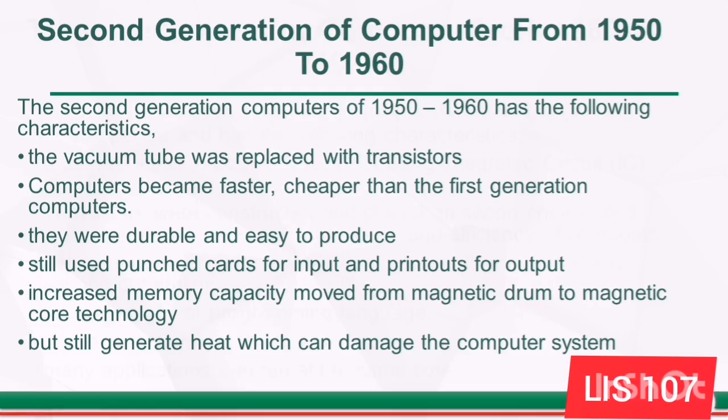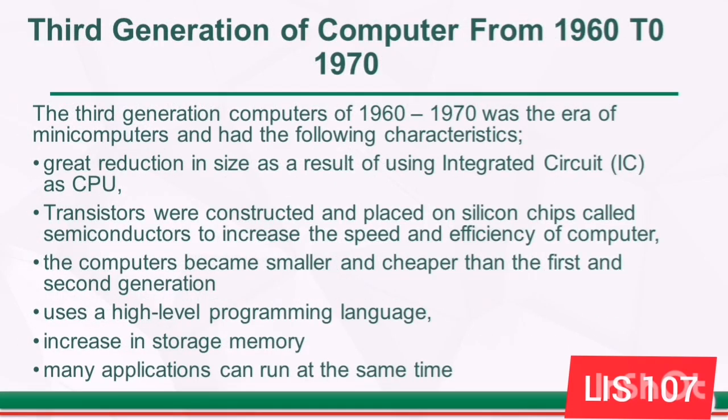Now let's move to the third generation. It is the time of 1960 to 1970. That was when we started having what we call the mini computers. And at that time, the size of the computer had reduced, unlike the first generation where the computer filled the whole room. The computers became smaller.